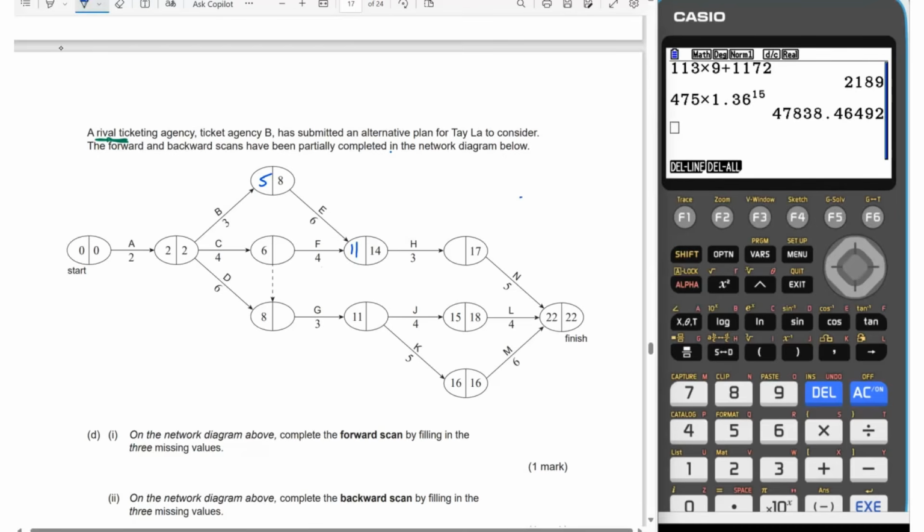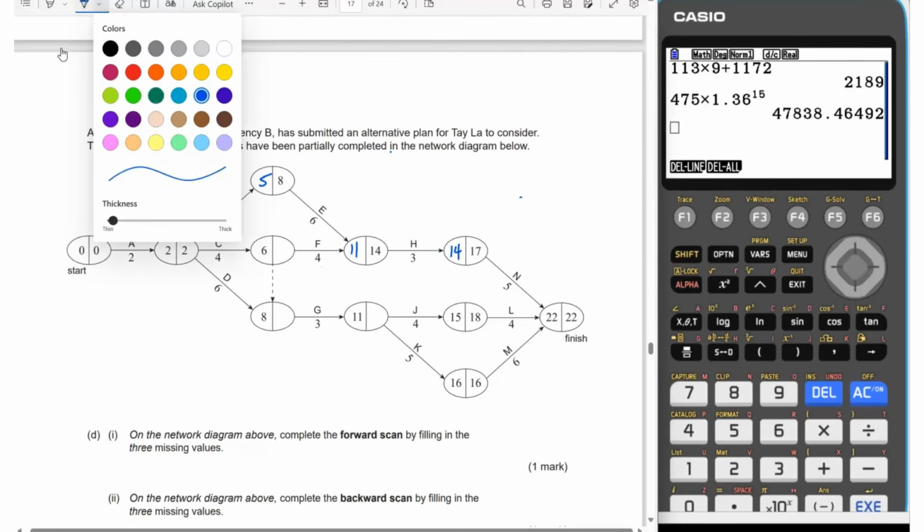We've got one more node to go for a forward scan, and there's only one input here, so it's going to be 11 plus 3, which will be 14 as the earliest start time for task N. Then we switch, so I am going to switch colors here. So we're going to go on a backward scan now.